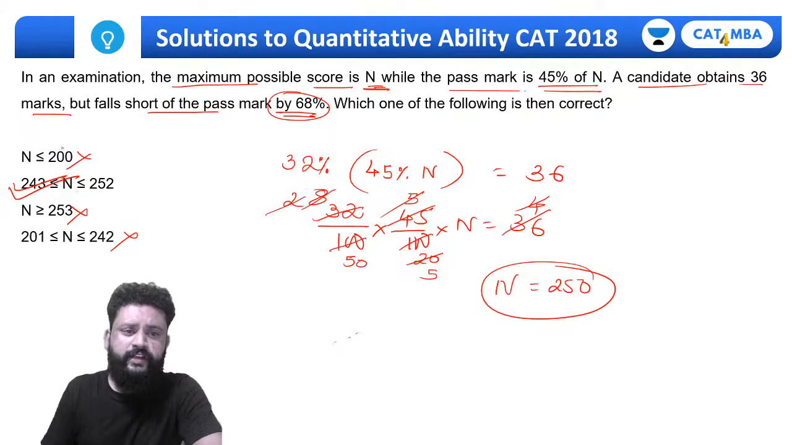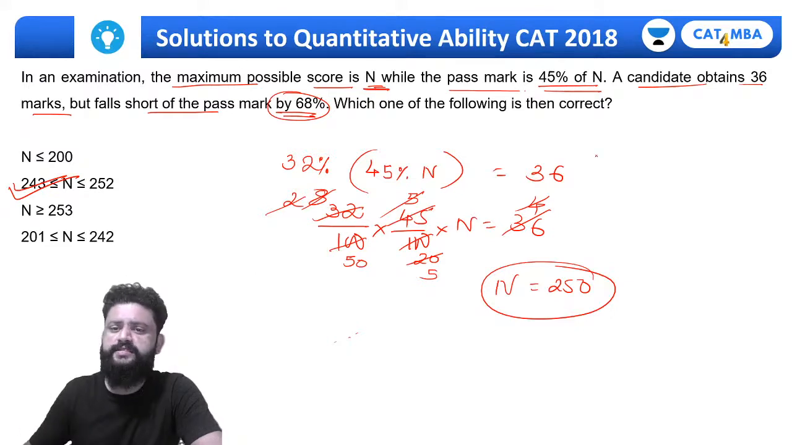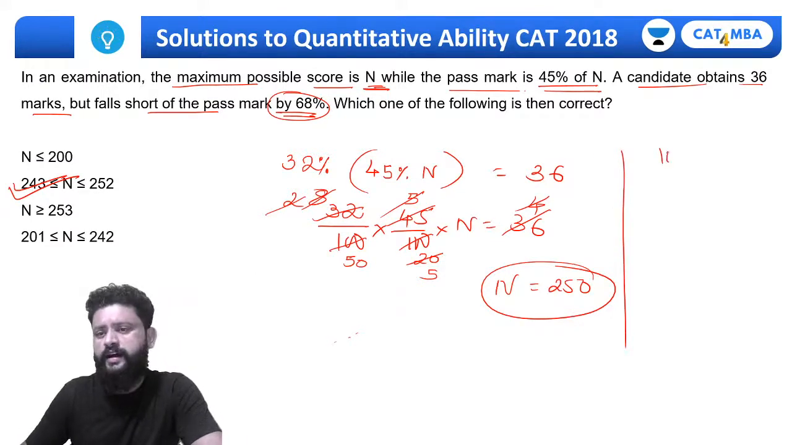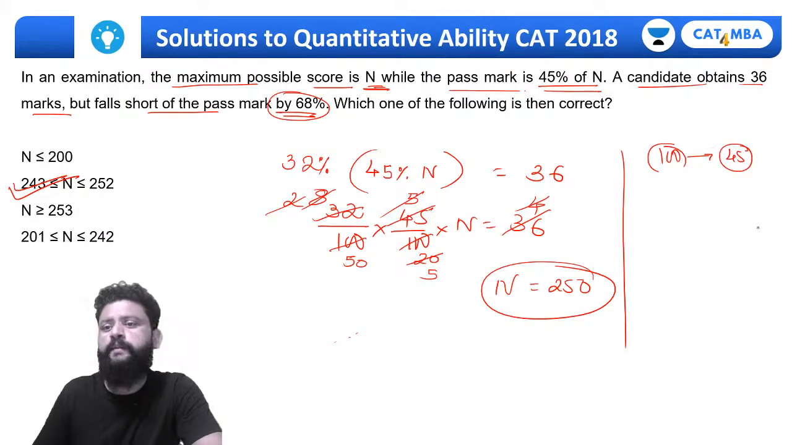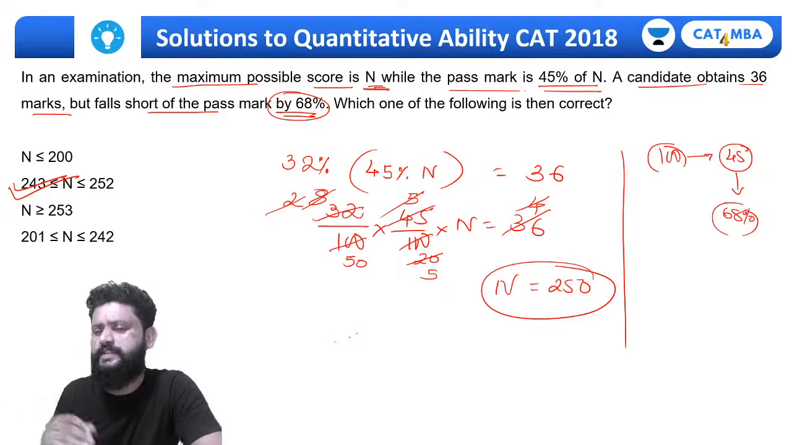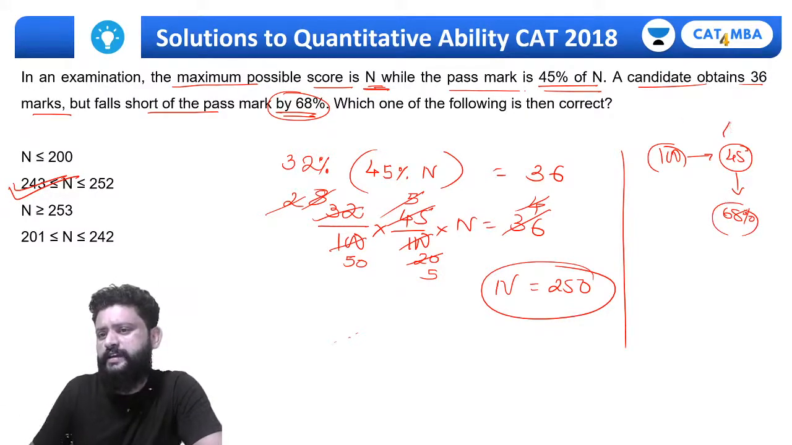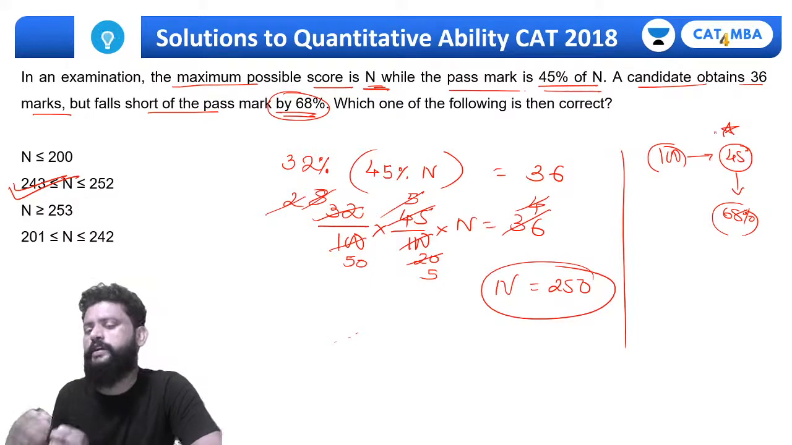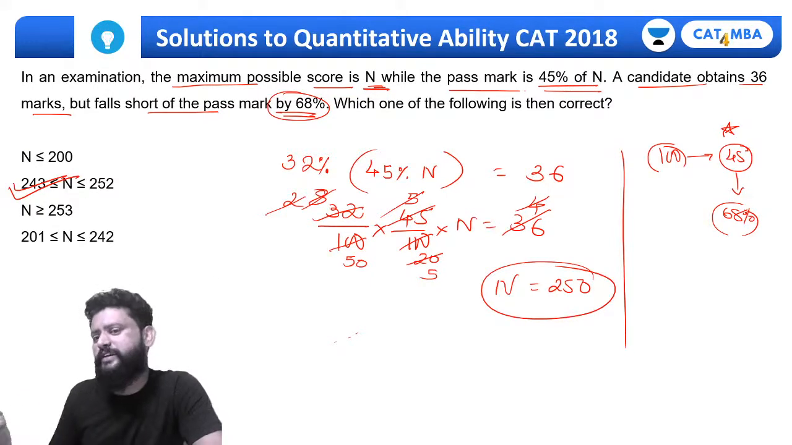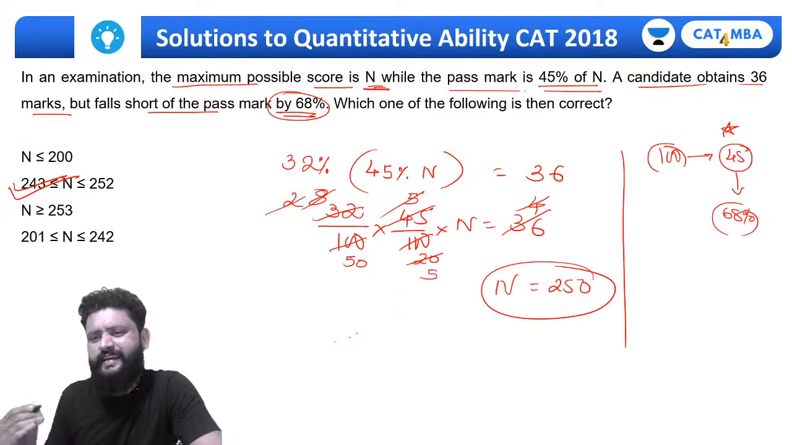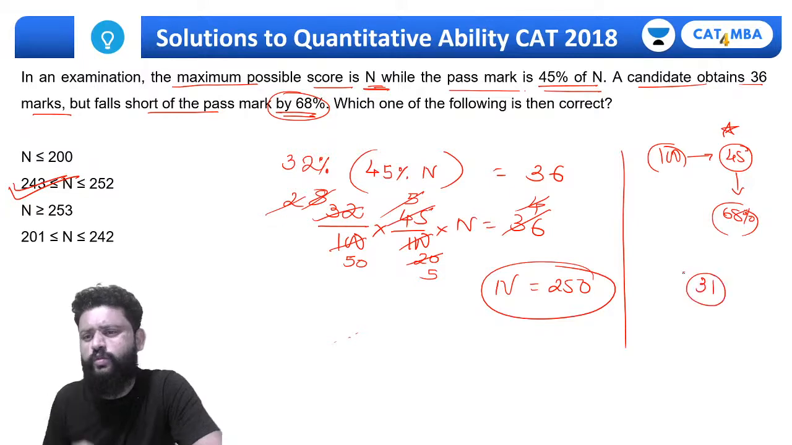Now, if you are given the range and you don't want to calculate the exact answer, then what you can do is: if it were 100 marks, then 45 out of 100 is needed for passing, and out of the passing marks he got only 68%, which is close to 70%. So 10% of this is 4.5. Orally you would have guessed that triple of 4.5 is close to 13.5, he falls short of that. So if he got around 31 marks, then it would be 200, right?